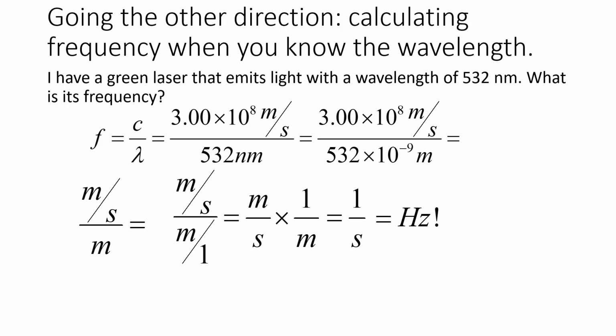And now you can plug those numbers into your calculator. 3.00 times 10 to the 8th divided by 532 times 10 to the minus 9th. And you'll get 5.64 times 10 to the 14th hertz. So there's one calculating the frequency when you know the wavelength.